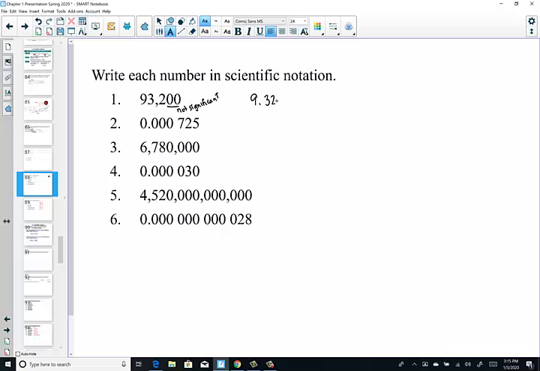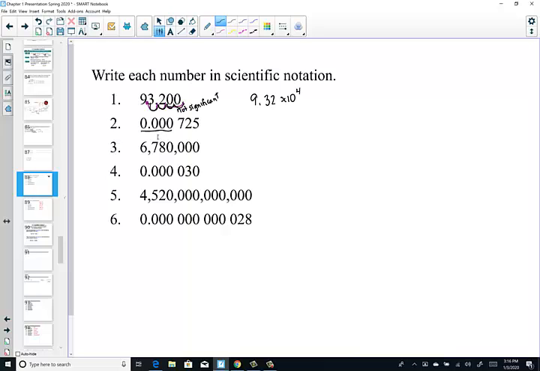9.32. Now, how many places did we move in order to get that decimal point that's here now? We moved it 1, 2, 3, 4 spots to get that 9 to the left of the decimal. So 9.32 times 10 to the 4th power. 1, 2, 3, 4 spots to the left. It will be a positive integer because it's a large number.